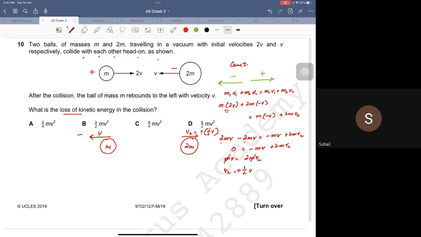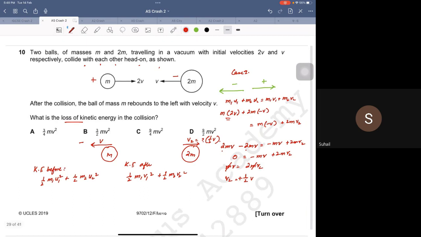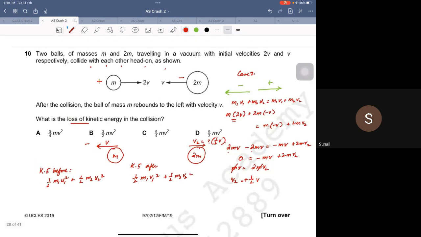Anyway, now we just need to find the kinetic energy before the collision, and we can do that by using half m1 u1 squared plus half m2 u2 squared. And kinetic energy after would be half m1 v1 squared plus half m2 v2 squared. So this basically makes things much easier for us.